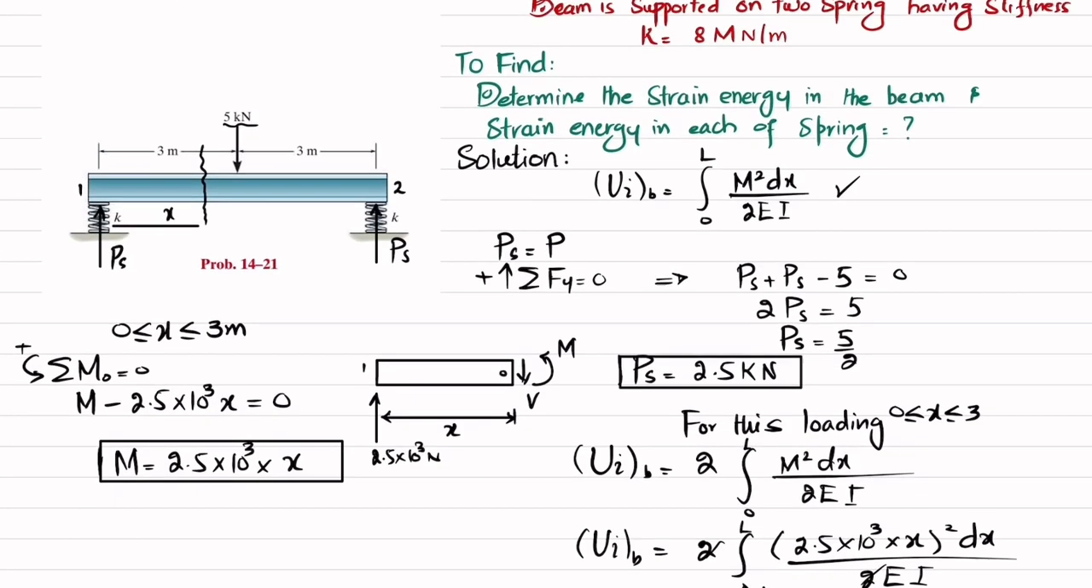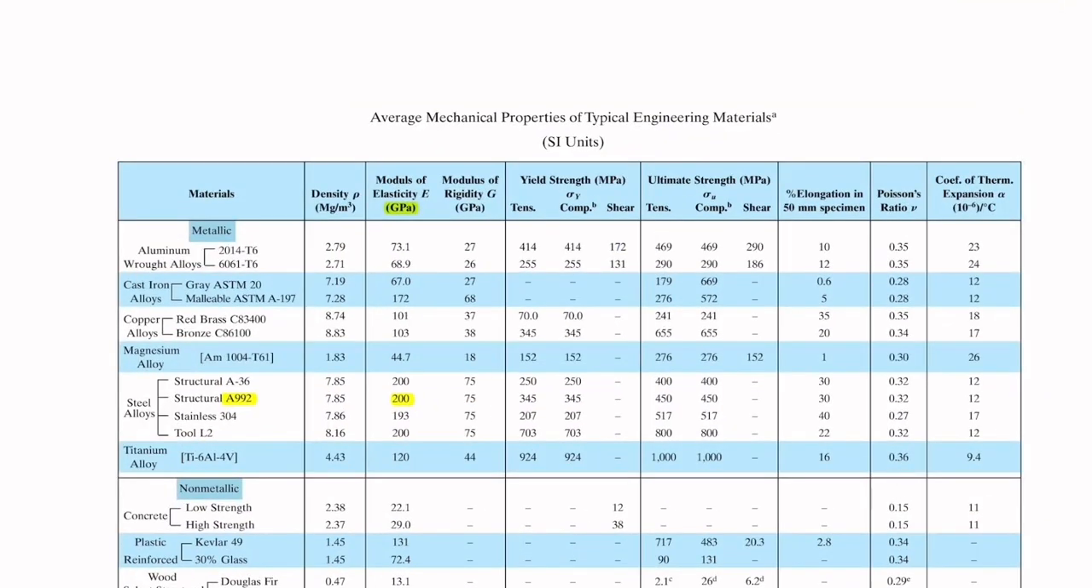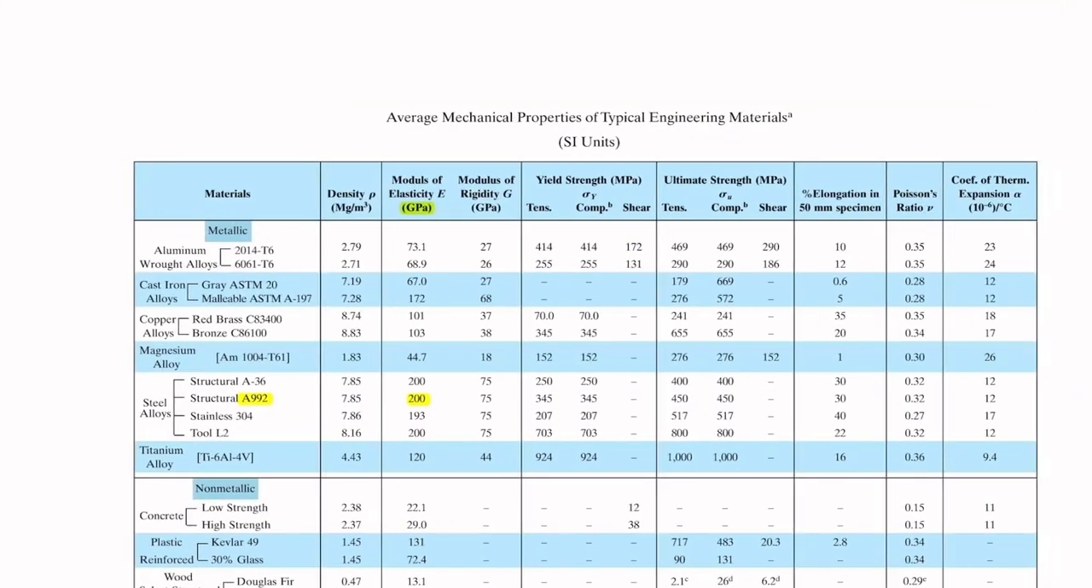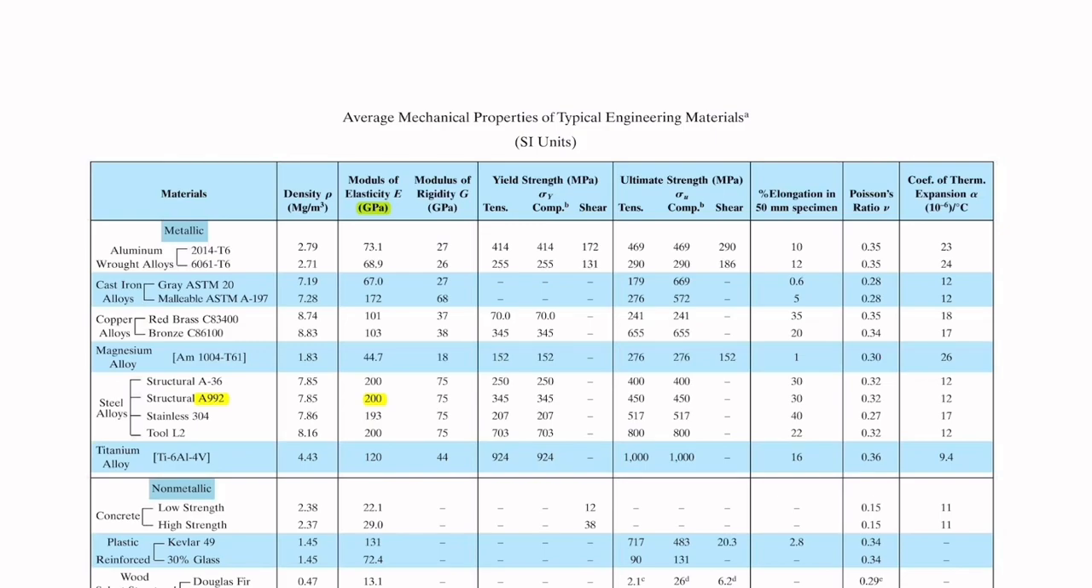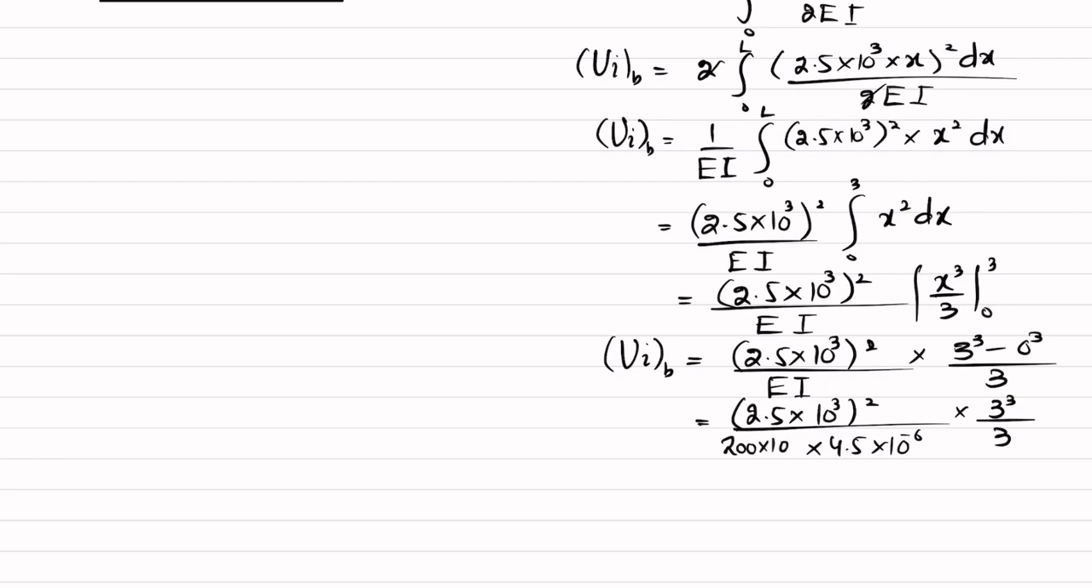And what about E? E for A992. So you have to go to the property table in the book. Here I have marked in yellow color, you can see this is the average mechanical property of the material, and from the yellow this is 200 gigapascal. So you have to write this from here. So 200 into 10 to the power 9 Pascal.